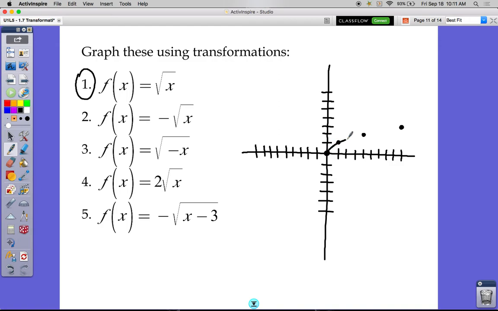So here's my parent function. Looks like a rocket, just taking off from the ground, going straight across. So it's going to change in x values a lot faster. It's going to change in y values. So here's our original.